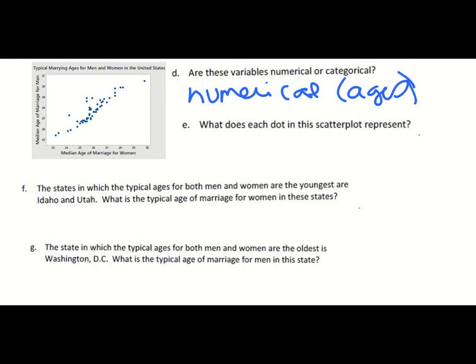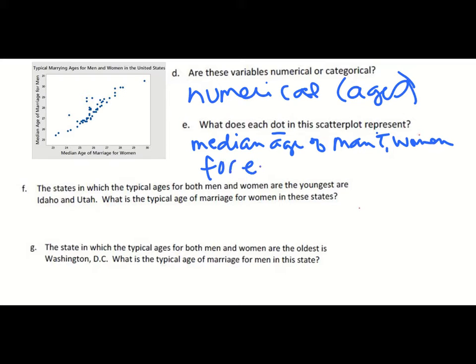And it says, what does each scatter plot or each dot represent? So basically it represents the median age of a man and a woman for each state. So basically each dot represents a particular state.